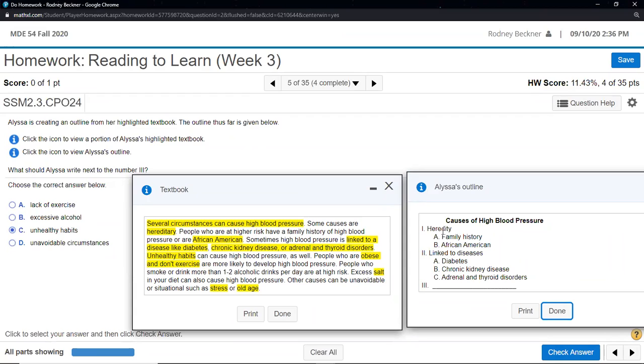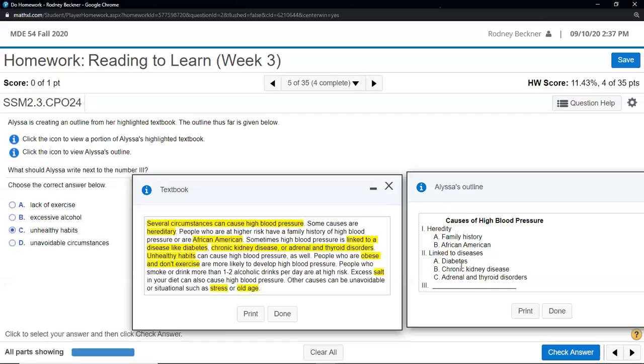So the first thing she has is hereditary. Then she has linked disease. And then step 3, and there's nothing to scroll down because there are no subs yet. No A, no B, no C. For the hereditary, we have it based on history and ethnicity, linked to diseases, so different inherited issues, sometimes like diabetes. Diabetes is not always inherited, but you can inherit the likelihood of getting it. Chronic kidney disease, adrenal and thyroid disorders. Again, those could be genetic or not, just depends. So we're talking about hereditary issues linking to other diseases. What else do we have?